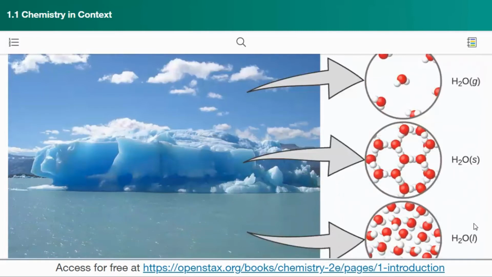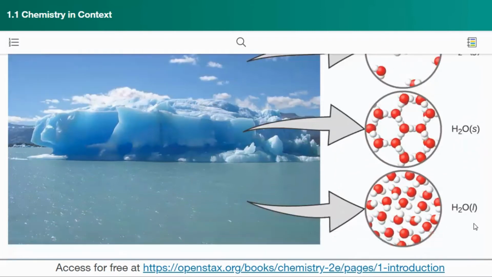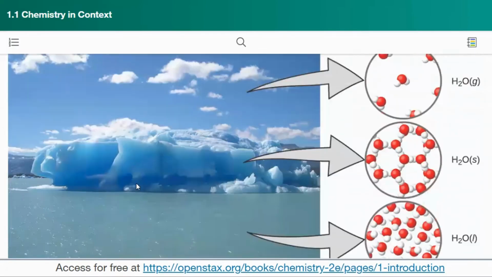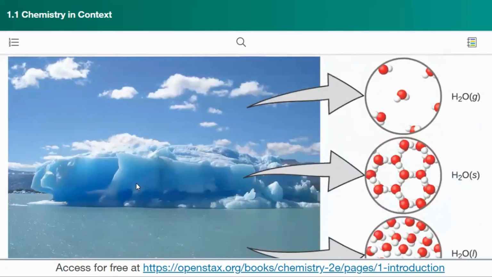We have a picture here where we have liquid water, and then we have solid water, ice, and then we have gaseous water. Well, maybe you can't see it. We have water droplets up here. Let's see what the caption says. Moisture in the air, icebergs, and ocean represent water in the macroscopic domain. Now they have H2O gas.